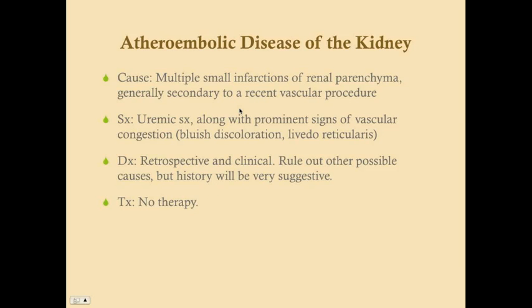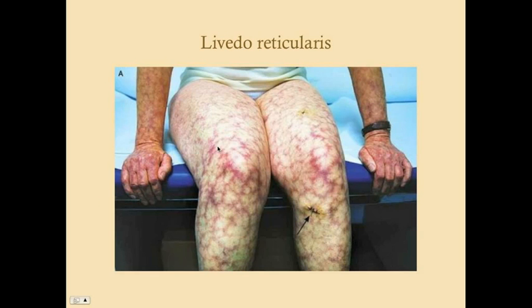So let's take a look at Livedo reticularis. Very, very prominent in this patient here. Ignore this arrow, it's pointing to something else. But this is Livedo reticularis. You see it on the lower extremities, and you see it on the upper extremities. You can see this on yourself if you go outside in the cold and then come back in. All it is, is vascular congestion.